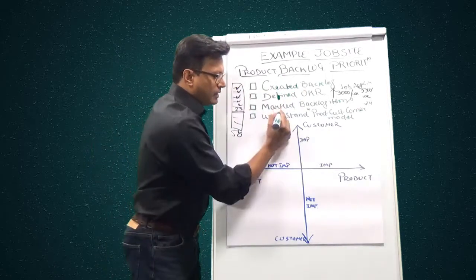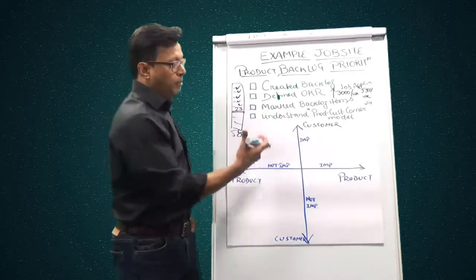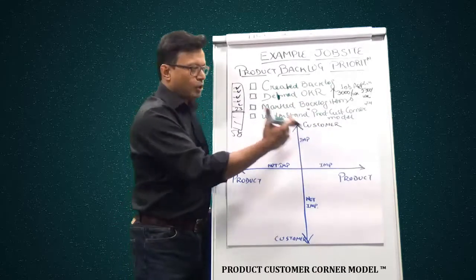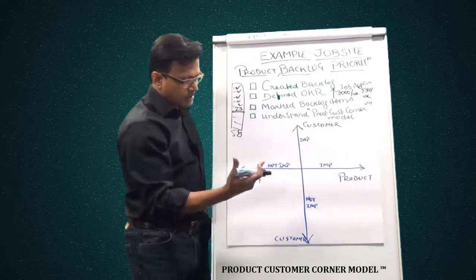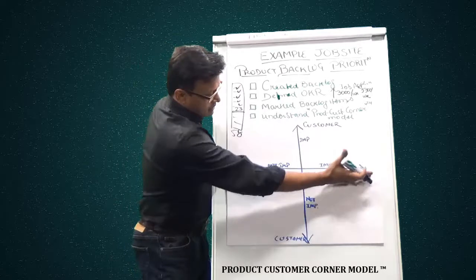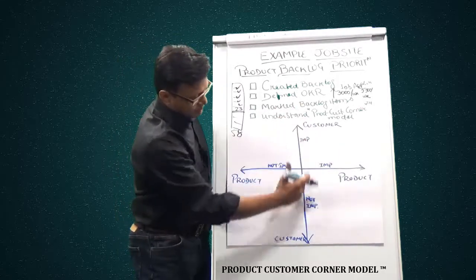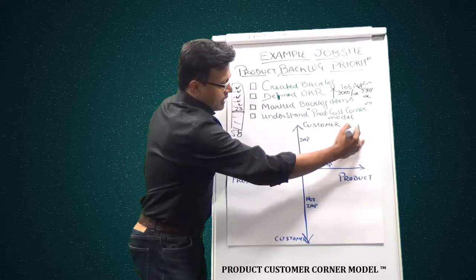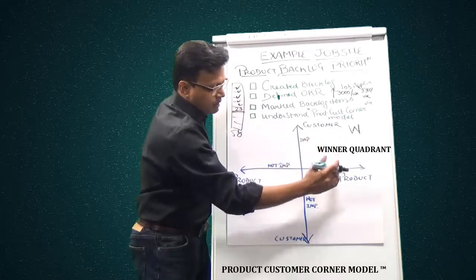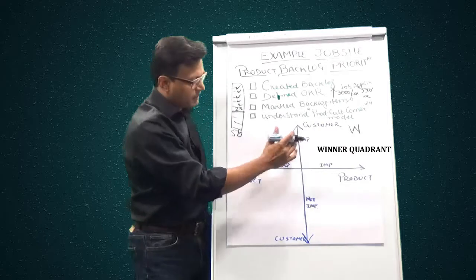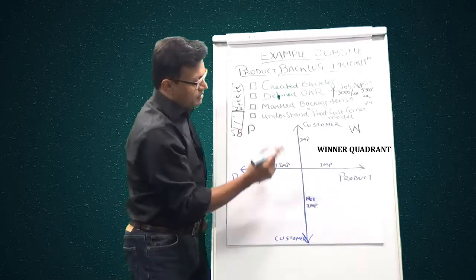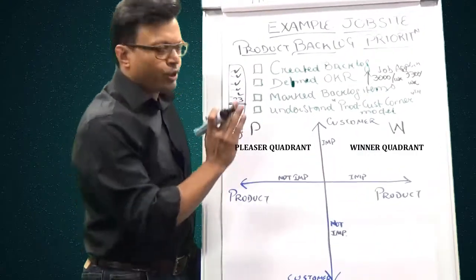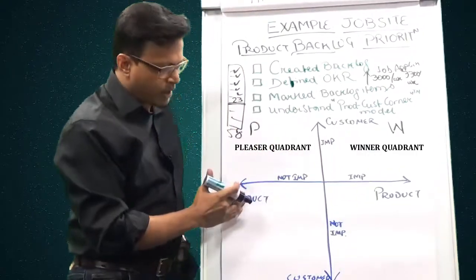And finally, since I am sharing this on a model that I have created, you have to understand the product customer corner model and how it works. The way it works is you have got two axes, the axis of product and the axis of customer. This quadrant is your winner quadrant, where the items that come over here are important for both product and customer. This is your pleaser quadrant, where the items that land over here are important for the customer, not that important for the product.